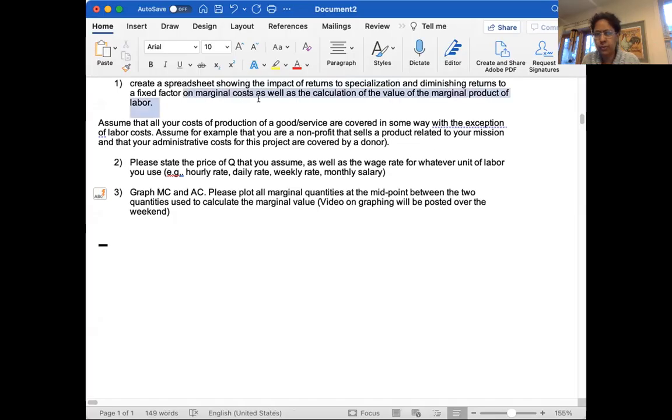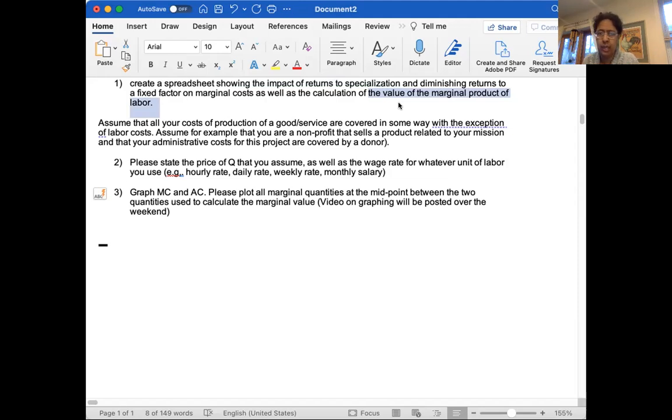And I'm gonna have to make an assumption to look at what does this mean for marginal costs. And we also are going to talk about the value of the marginal product. So in calculating the value of the marginal product, what do we mean by that? We mean that we are looking at what can you sell, whatever product they make, what can you sell? What is the value on the market of that product?